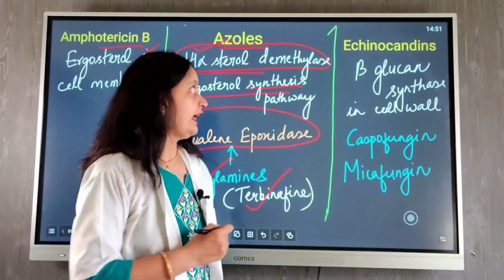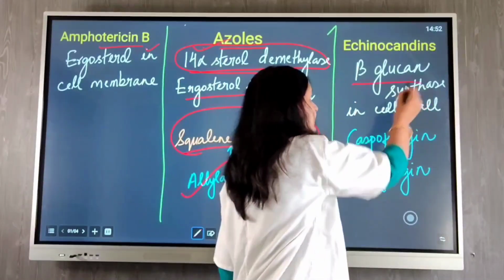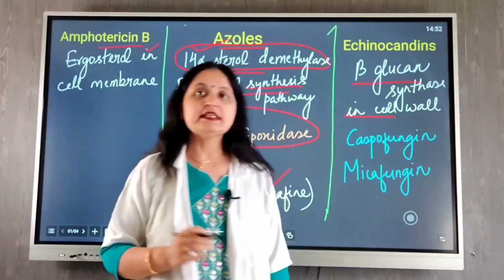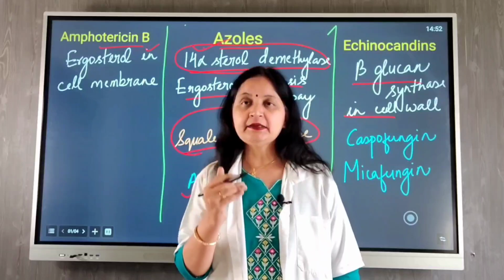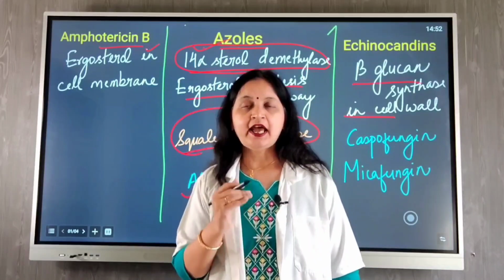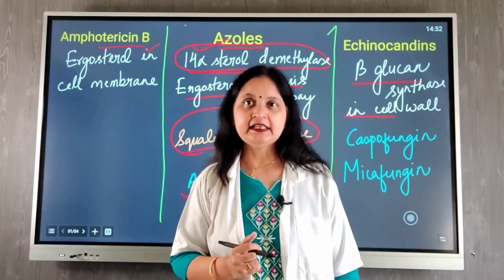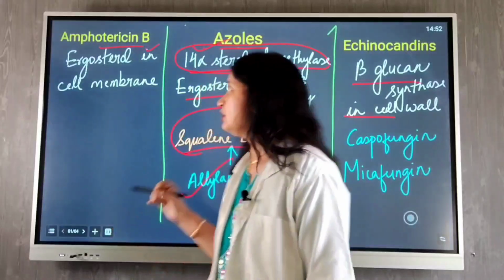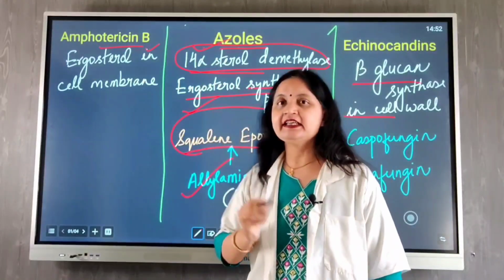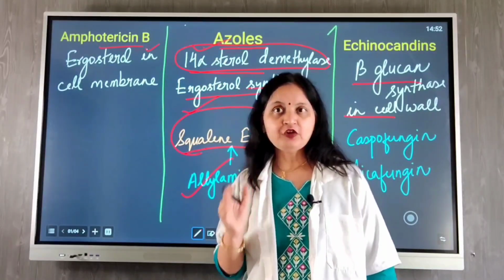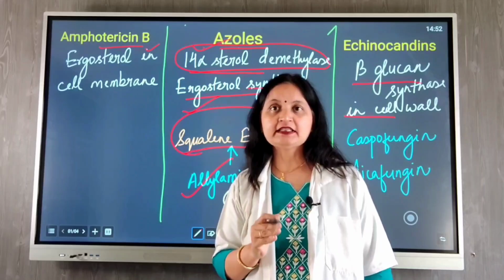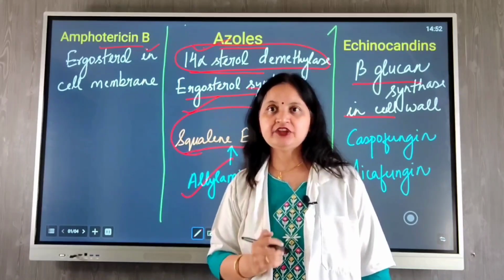Now coming to echinocandins, they inhibit beta-glucan synthesis and inhibit the cell wall. So they inhibit the cell wall synthesis, and therefore they are also fungicidal in nature. It is only azoles which are fungistatic in nature, whereas Amphotericin B and echinocandins are fungicidal in nature.